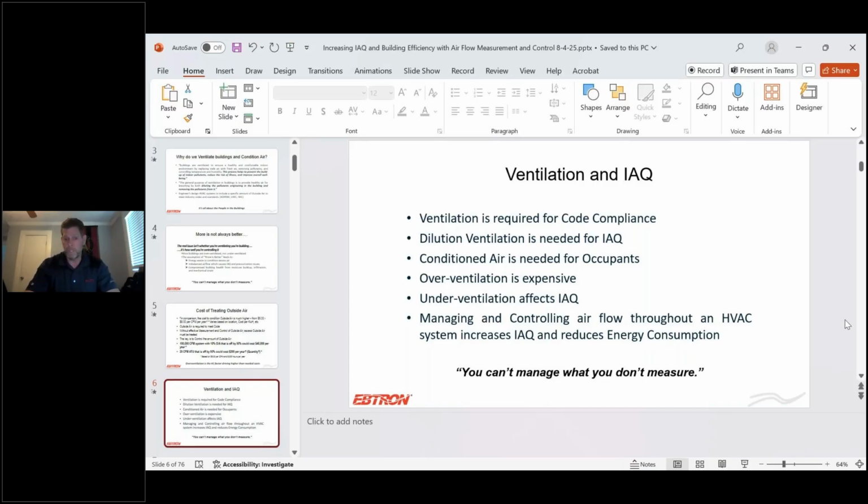We know that overventilation is expensive, as we just talked about. Underventilation affects indoor air quality. So managing and controlling airflow through an HVAC system increases your indoor air quality and reduces your energy consumption. Okay, it's not an either or, and I'll talk about that in another slide, but it's not really an either or situation. It's how do we do both? How do we improve the indoor air quality and reduce energy consumption at the same time?